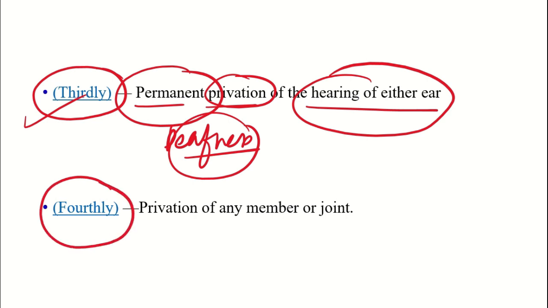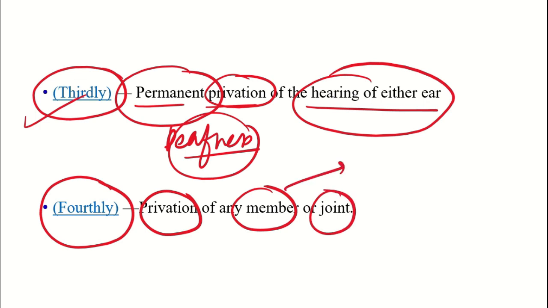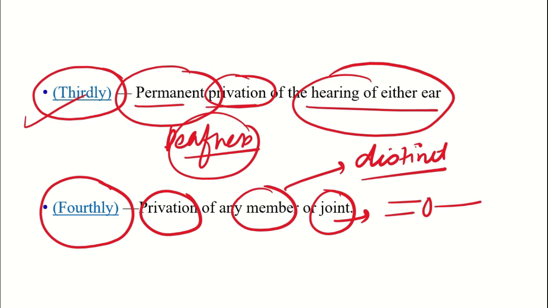Now, what is the fourth clause? It is the privation of any member or any joint. Okay, so a member is any part of the body which has a distinct function. And what is a joint? A joint is basically surrounded by bones and has muscles all around. It is basically the junction where bones unite with each other, surrounded by a group of muscles. So privation of any member or joint is the fourth clause of section 320 of IPC, that is grievous hurt.